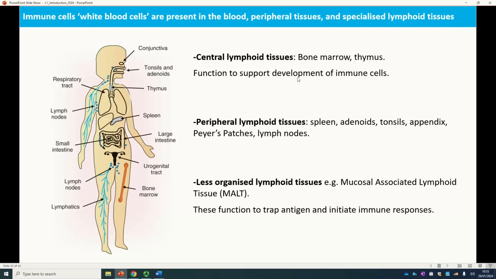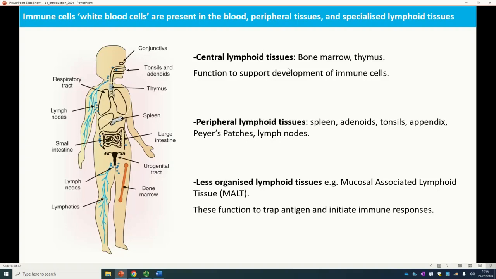So the immune cells that play a key role in the immune system are our white blood cells, and these are obviously our leukocytes. Now these can be found in the blood, but also the peripheral tissues, as well as various specialized lymphoid organs. So we have our central lymphoid tissues. These will include the bone marrow and the thymus. So for instance, T lymphocytes will originate in the bone marrow, but then they'll move to the thymus where they undergo their development.